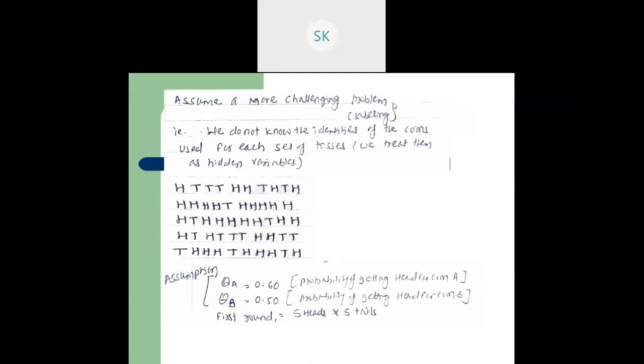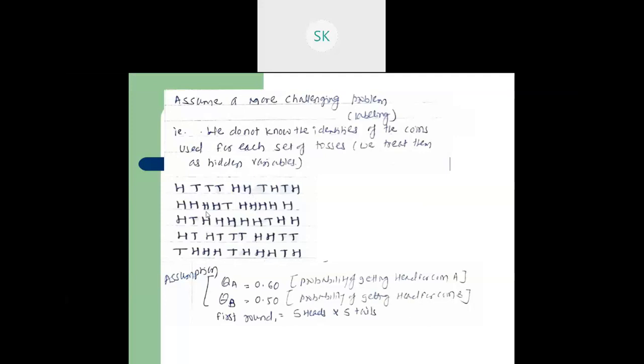Now assume a more challenging problem. Instead, the labeling is not provided. We do not know the identities of the coins used for each set of tosses, so we treat them as hidden variables. Labeling is not known, and that is termed a hidden variable. So which coin is selected is not known to us.